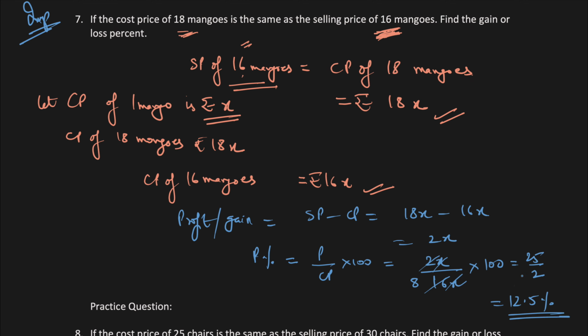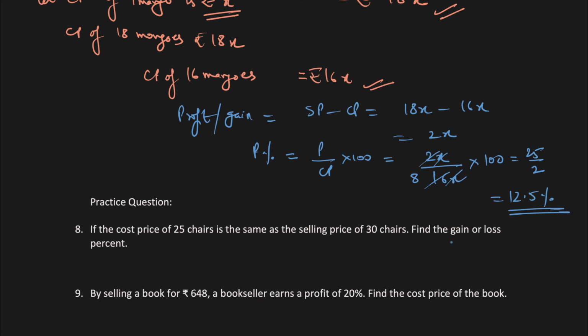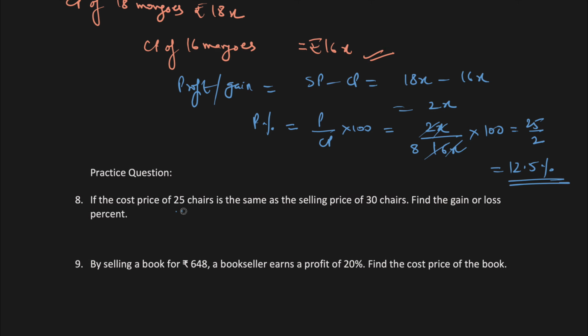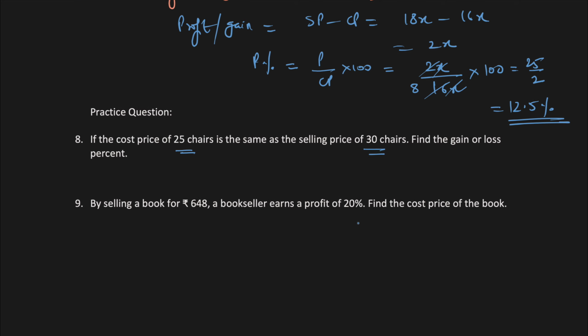Now let's move on to the next practice question. If the CP of 25 chairs is the same as SP of 30 chairs, find the gain or loss percent. Exactly the similar type of question. Pause your video, solve it, send your answer in the comment box. Okay. Now coming to the 9th question.